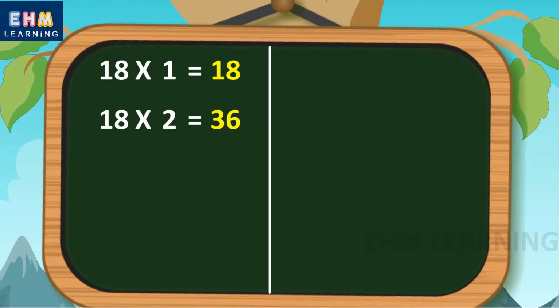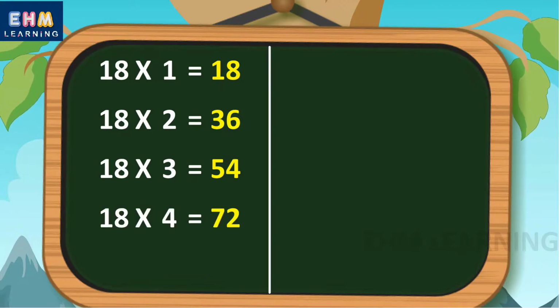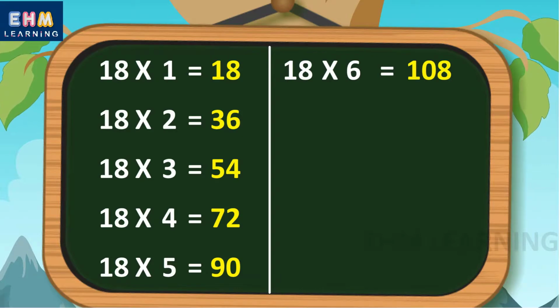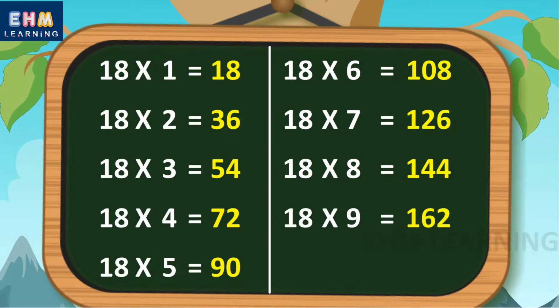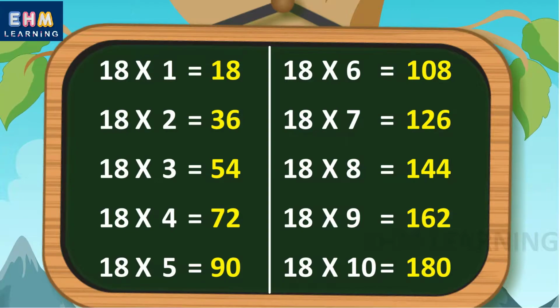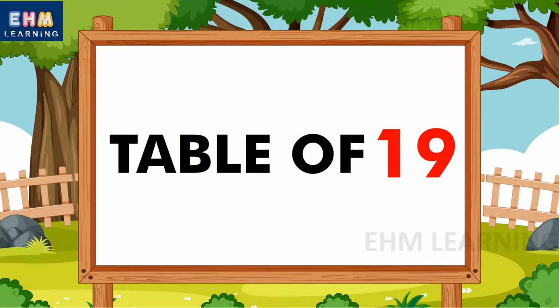18 ones are 18. 18 twos are 36. 18 threes are 54. 18 fours are 72. 18 fives are 90. 18 sixes are 108. 18 sevens are 126. 18 eights are 144. 18 nines are 162. 18 tens are 180. Table of 19.